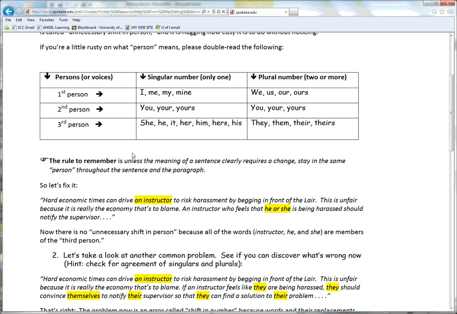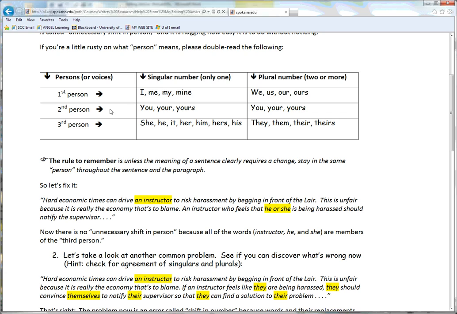If you remember back to grade school or junior high, or if you don't, there are three persons in English, or three voices, and they are very creatively named first person, second person, and third person. And then there are two numbers. It's either one or more than one, so you don't have to be a math whiz to be a really good writer. First person singular, you have these words, I, me, my, and mine, and the plural is we or us. So if it's you and me together, then it's we.